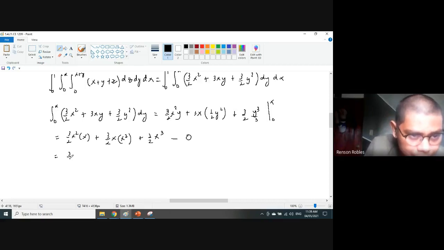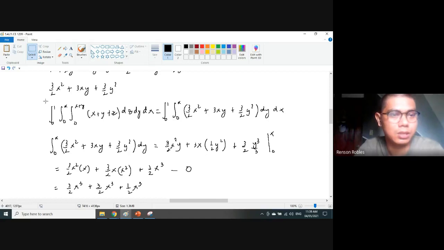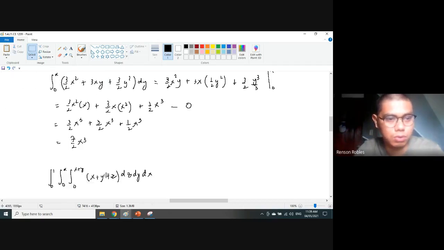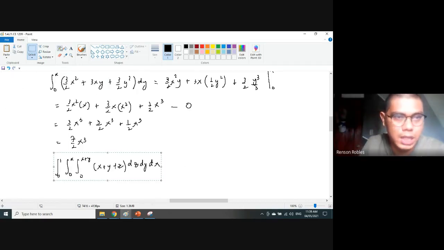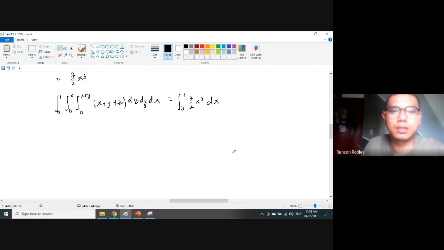And then this is 3/2 x cubed plus 3/2 x cubed plus 1/2 x cubed. So this will give you 3, 6 plus 1, 7/2 x cubed. The next, copy ulit natin to because this is now equal to integral from 0 to 1, 7/2 x cubed dx. And we're almost done. Integrate x to the 4 over 4 evaluated from 0 to 1. And the result is 7 over 8.